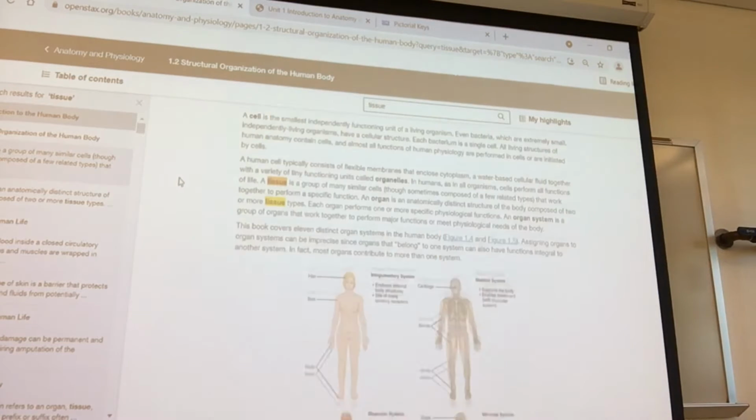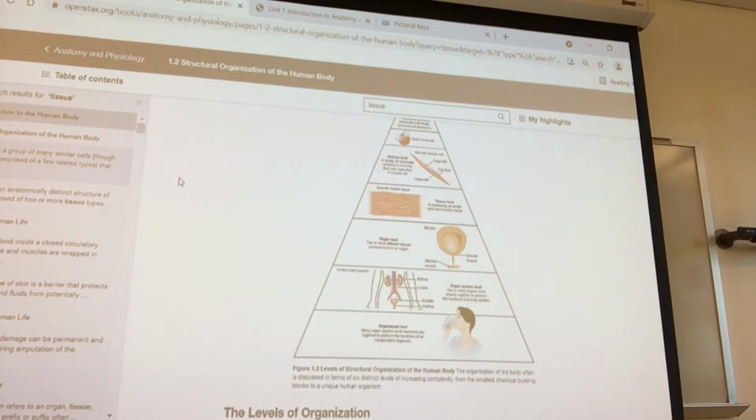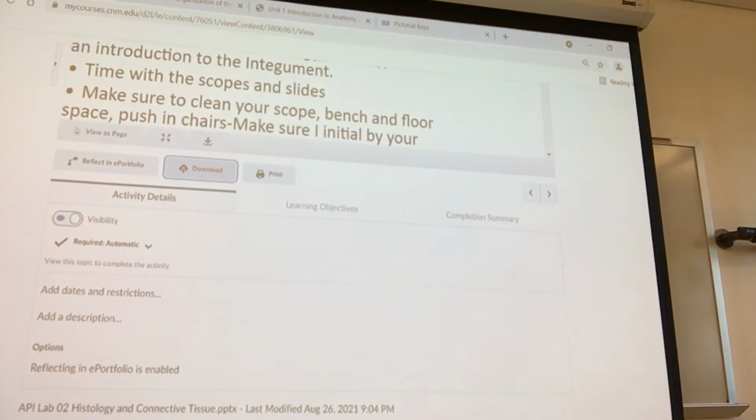Here's the OpenStax textbook. So if you don't remember exactly how things went from lecture, it's okay. It's going to be okay.